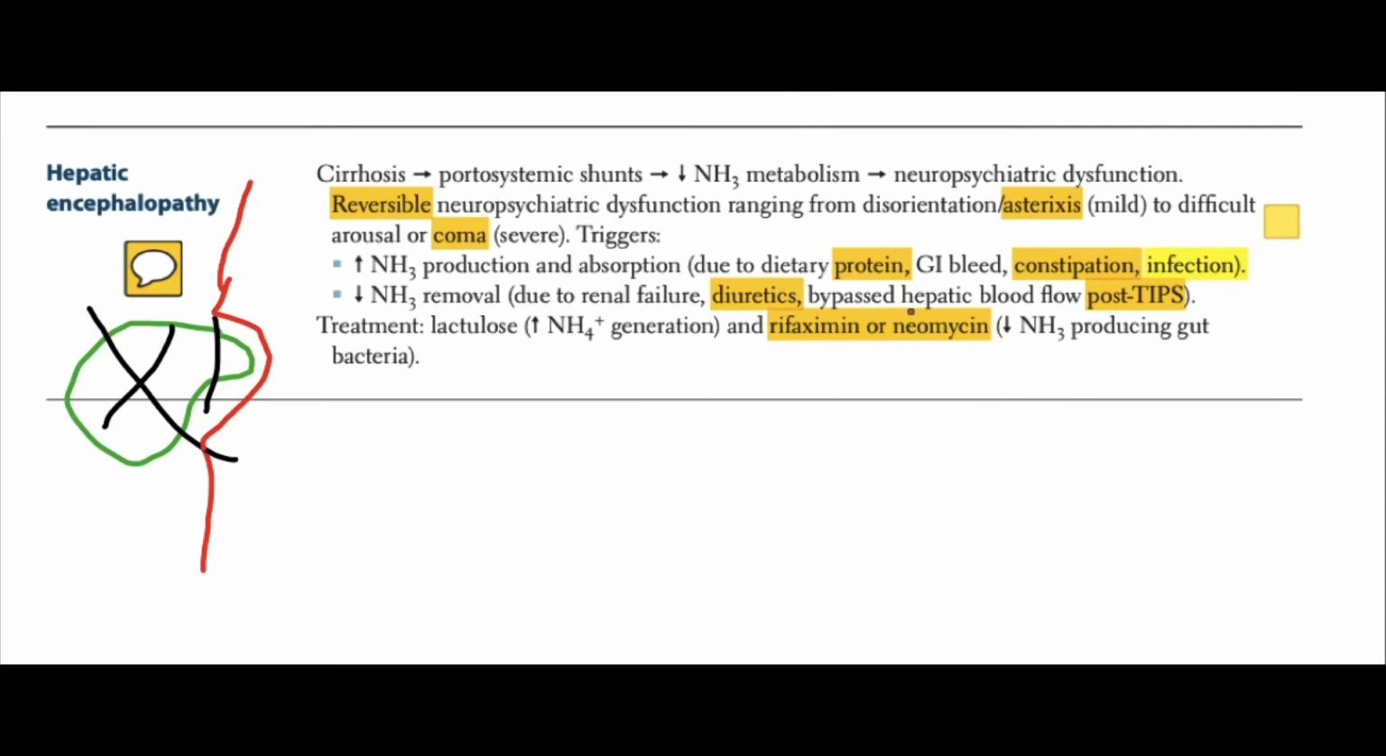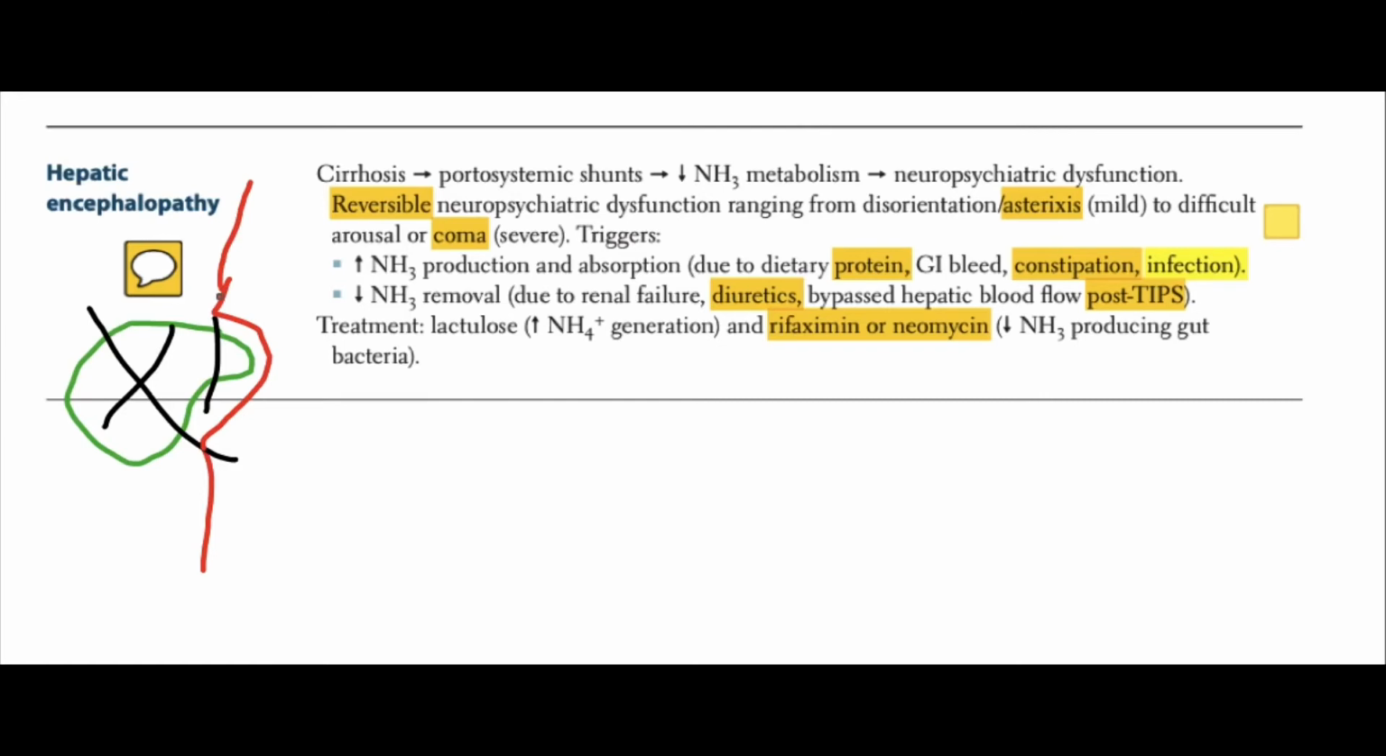And bypassed hepatic blood flow, post-transjugular intrahepatic portosystemic shunts. That means artificially there is a communication between the inflow portal vein and the outflow hepatic vein. So when there is no connection to the liver, the portal vein is directly communicating with the outgoing hepatic vein, so that is why there will be decreased ammonia removal.